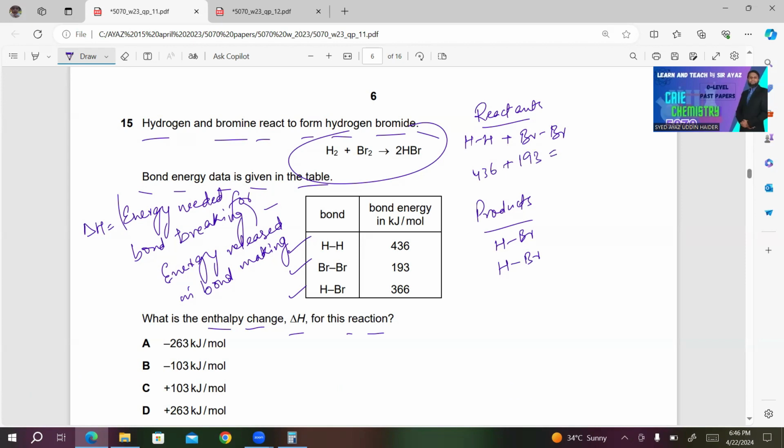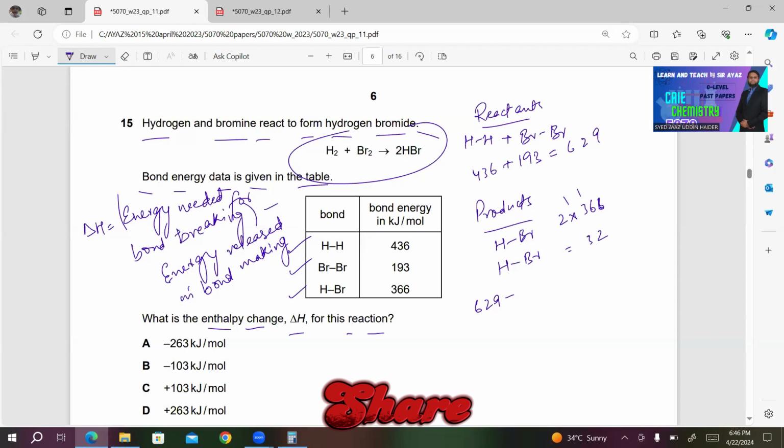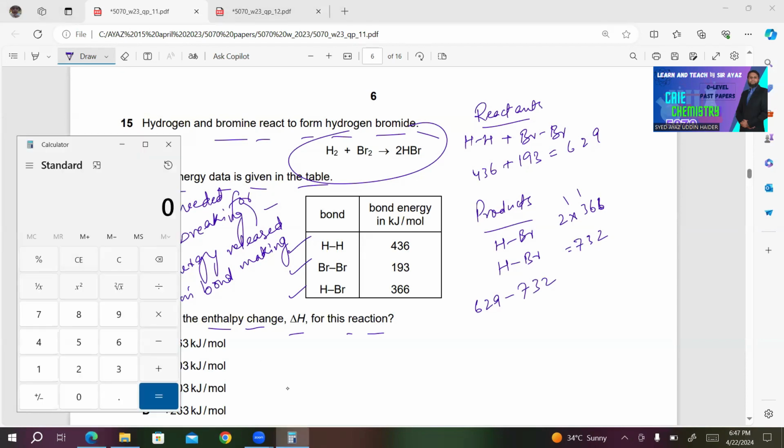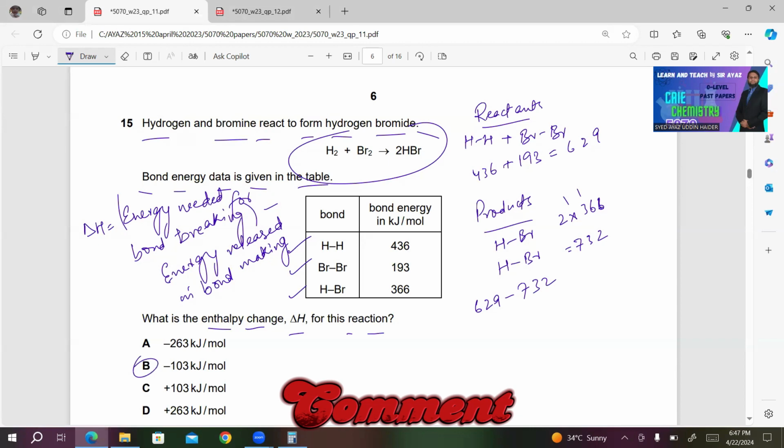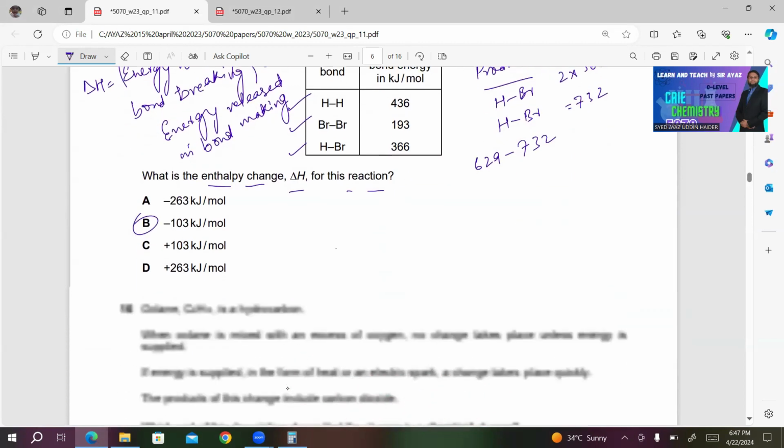What you will get? 3 plus 6, 9. 9 plus 3, 12, 629. 629 minus, we have H-Br 2 multiplied by 366. 2 times 6, 12, 2 times 6, 12, 1, 13, 2 times 3, 6, 7, 732. 629 minus 732 gives minus 103. So B must be the right answer for number 15.